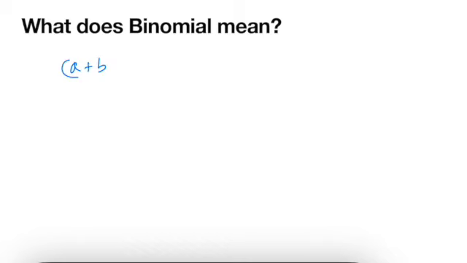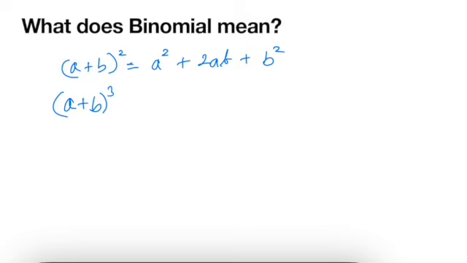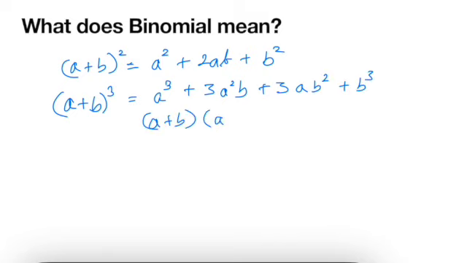Okay, so now we know what a binomial is, and most of you will know what a plus b whole square is, right? It is simple: a square plus 2ab plus b square. And if I say a plus b whole cube, then a few of you might know this. It is a cube plus 3a square b plus 3ab square plus b cube. If you don't know that, you can even do a plus b into a plus b whole square.